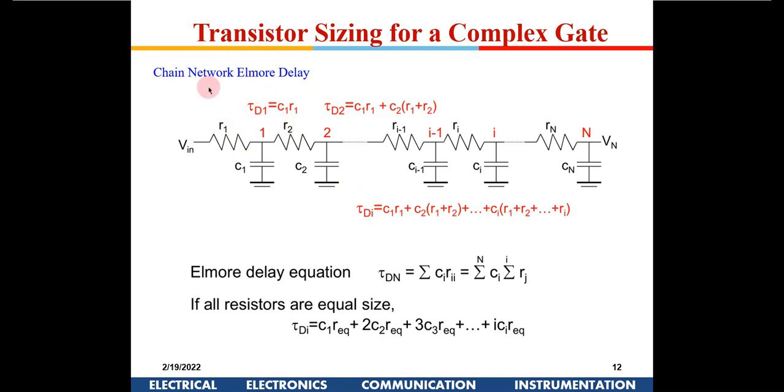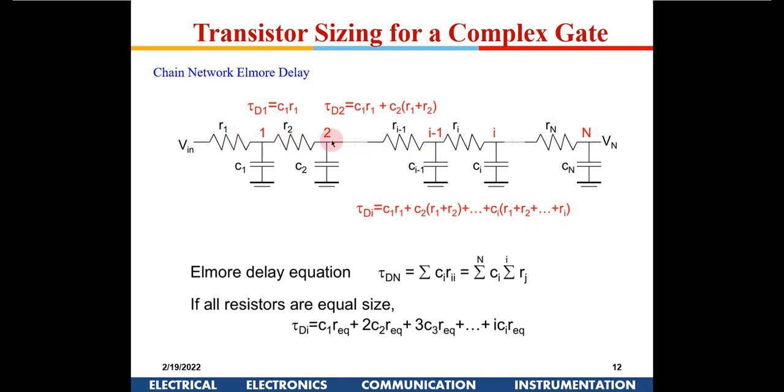Now there is something known as Elmore delay. Suppose I have a V in here, and resistances and capacitances. If I try to write the delay here, it is charging all these capacitors, so it will follow a normal e to the power of t by the time constant behavior. That time constant will be C1R1 for the first node. For the next, it will be C2 into R1 plus R2, because there are two resistances coming in, and so on, R1 plus R2 plus up to Ri.